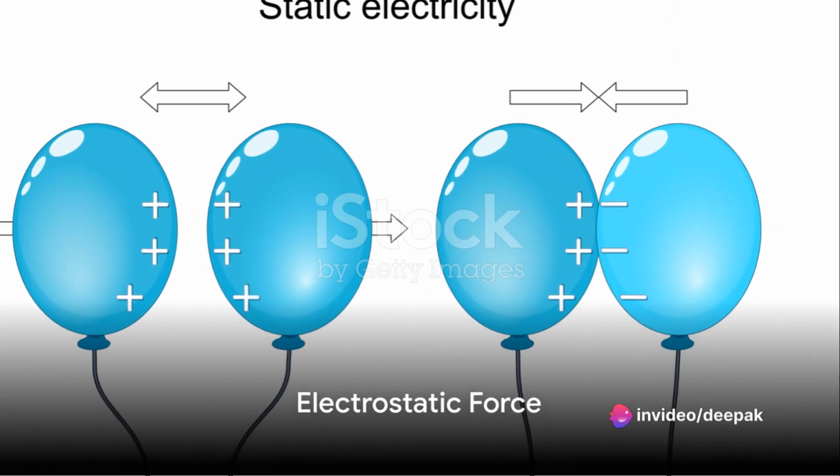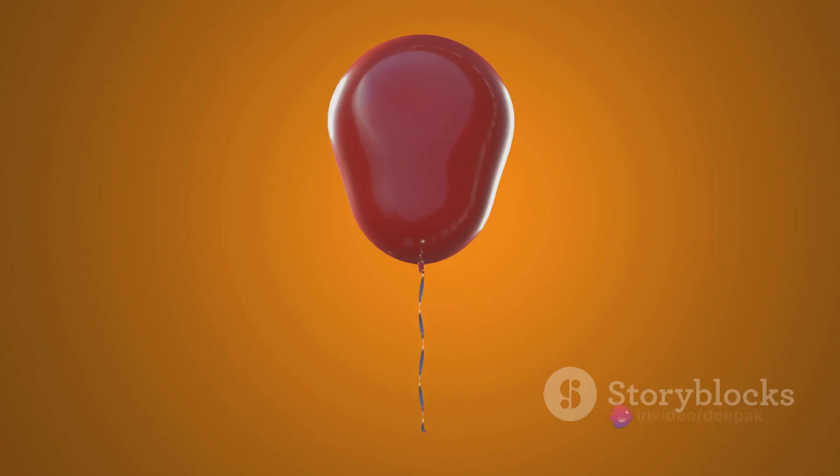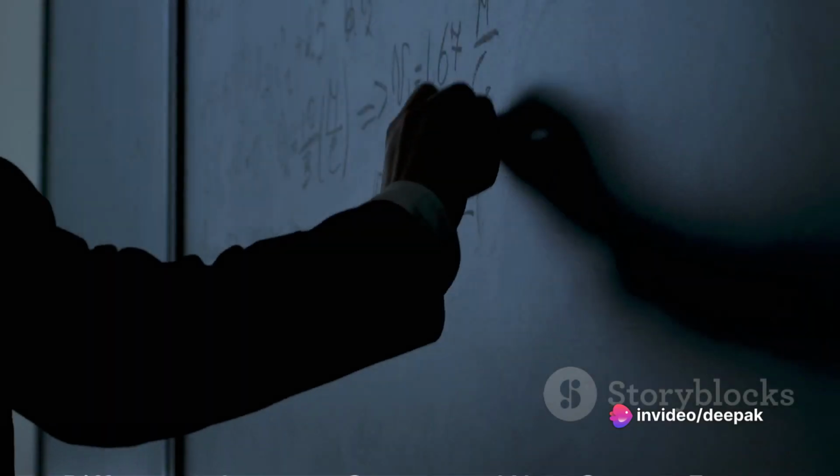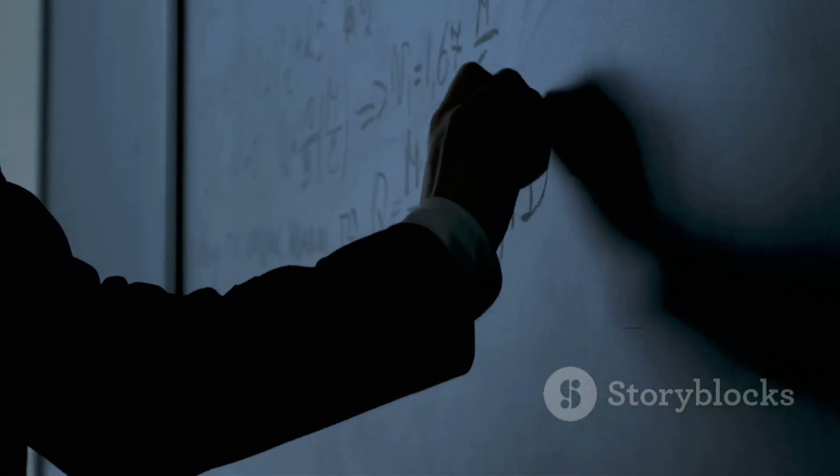Consider rubbing a balloon against your hair. The balloon might stick to your hair or even to a wall. In this scenario, the static charge created generates an electrostatic force, a non-contact force. It's fascinating, isn't it? The balloon in your hair or the wall don't need to be touching for this force to act. To highlight the differences between these two types of forces, consider these points.